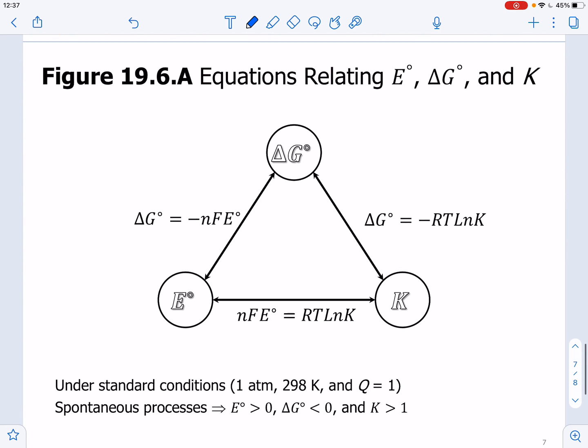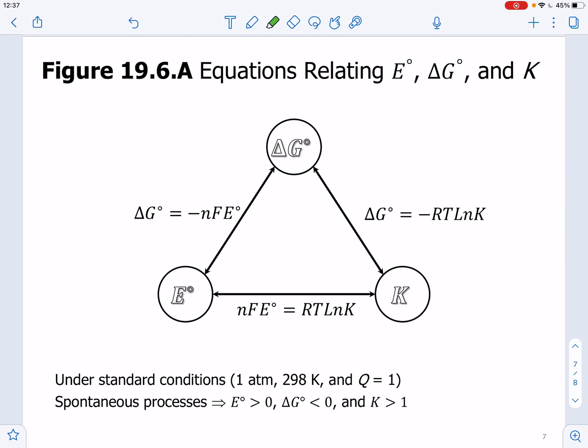So the important thing to remember here is that now you have 3 quantities. You have the cell potential that you can get out of the standard reduction potentials, you have your standard delta G, and you have K. The relationship between delta G and K we have already explored when we were working with chemical equilibrium. But now we are working with electric potential for electrochemical cells, and there is a relationship between all these quantities.